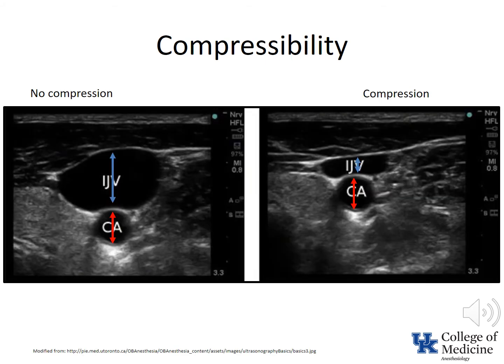Compressibility is probably the most reliable way to differentiate between an artery and a vein. Slight pressure of the probe will cause compression of the internal jugular vein. Note that although the diameter of the internal jugular is decreased, the size of the carotid artery remains essentially unchanged. It should be noted, however, that excessive pressure can result in compression of both the artery and the vein.